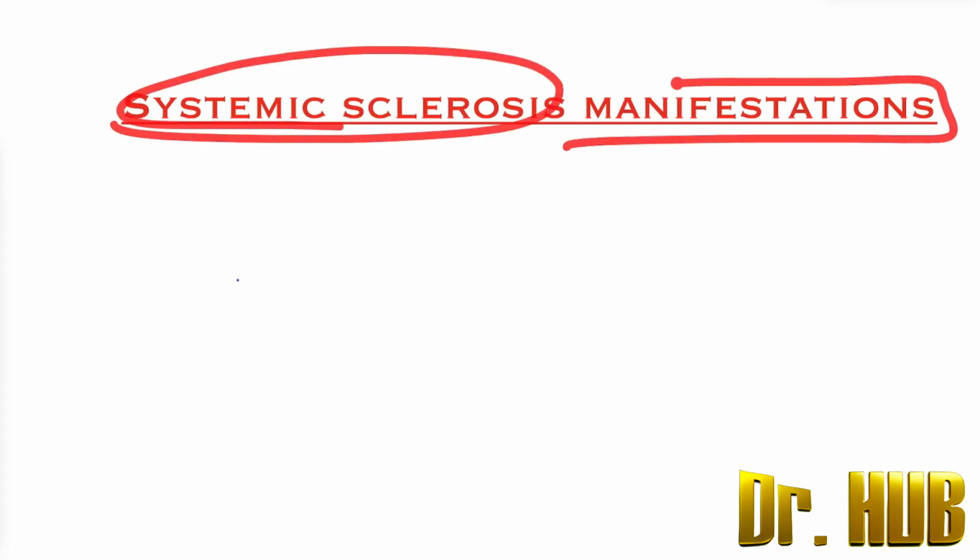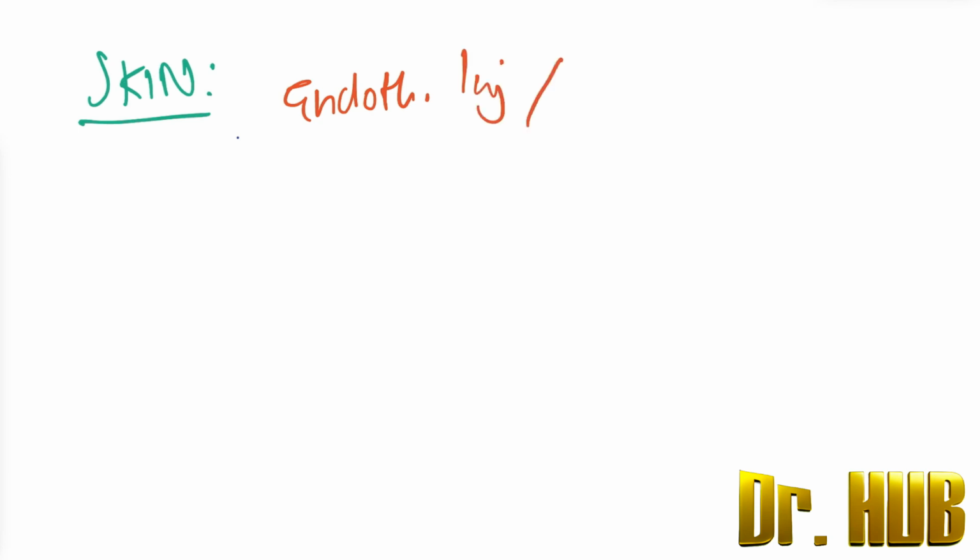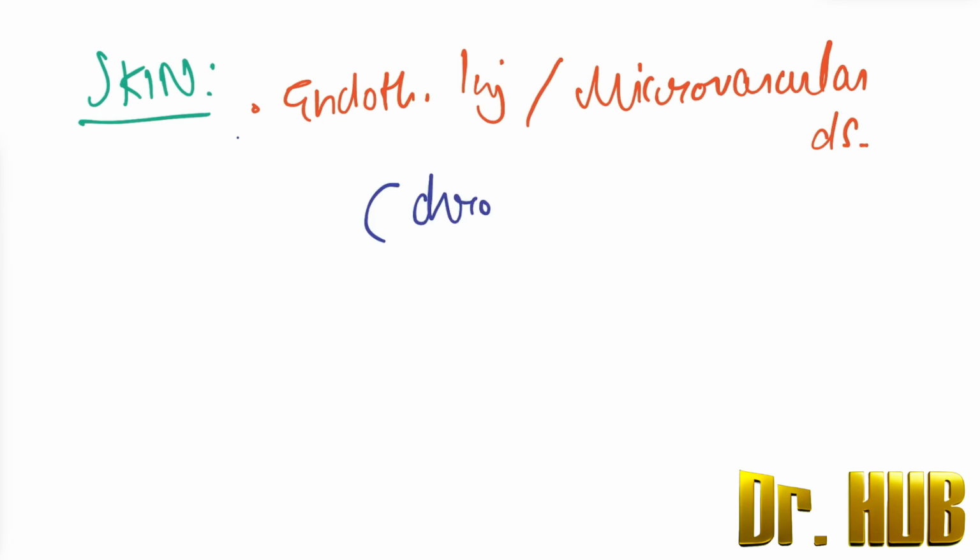Systemic sclerosis, and you're looking at its manifestations. Starting with the skin, there is endothelial injury and microvascular disease, causing chronic ischemia.